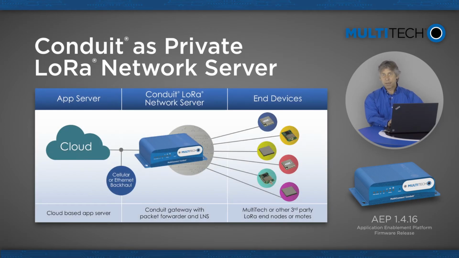In the most basic network topology or configuration, the LoRa endpoints will register to the MultiConnect Conduit gateway configured as a LoRa network server. And this in turn allows our customers to create their own private LoRa network. Typically these endpoints are connected to sensors, and so the endpoints are relaying sensor data to the gateway at an interval. And then the gateway will relay that up to the cloud.